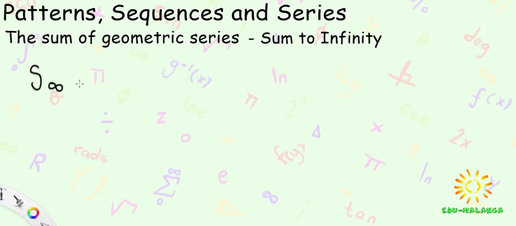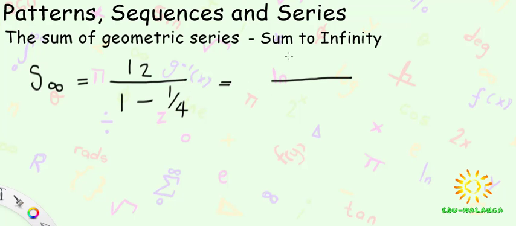S to infinity is going to equal, our a is equal to 12, if we remember, divided by 1 minus r, which we solved for as 1 over 4. We'll simplify what's happening in the denominator. We're going to have 12 over 1 minus a quarter, that leaves you with 3 quarters, so 3 over 4. If we rewrite this expression, we're going to have 12 divided by 3 over 4.